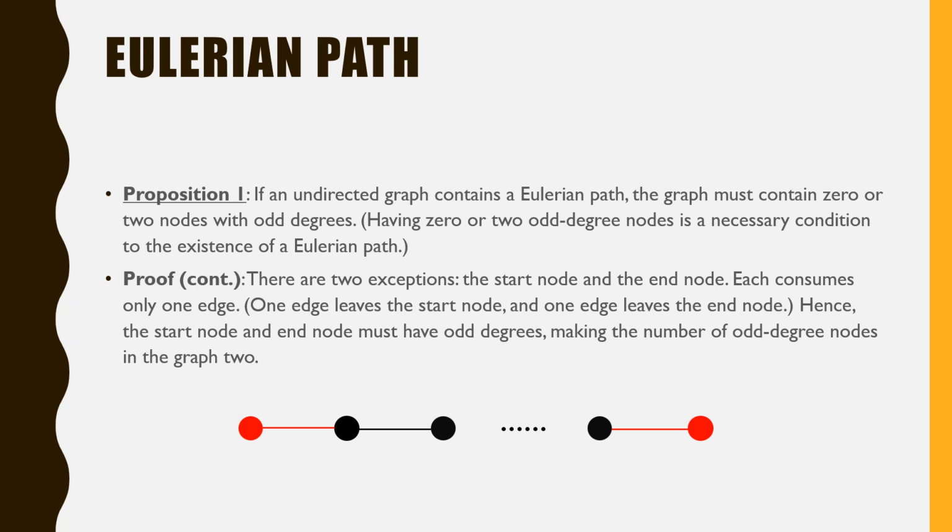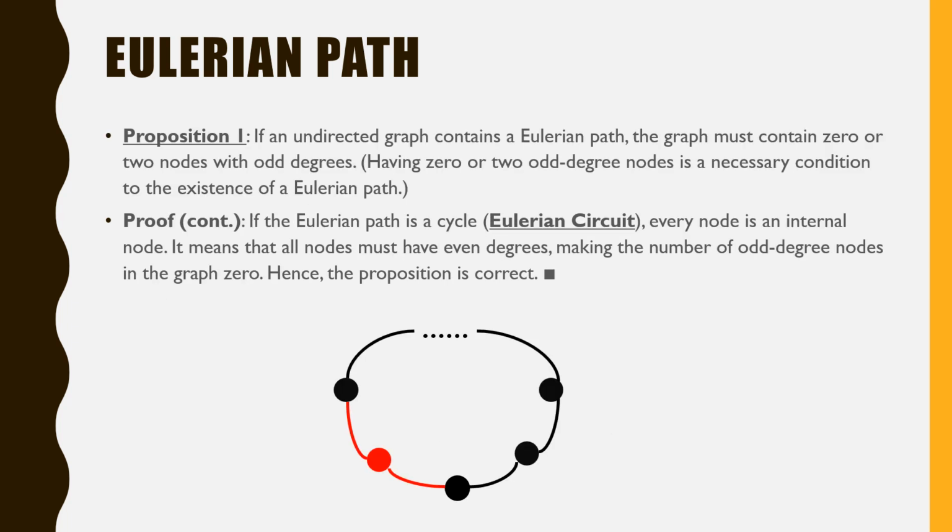Therefore, both the start and end nodes must have odd degrees, while all other nodes must have even degrees. This leads to the conclusion that a graph with a Eulerian path must have exactly two nodes of odd degree. On the other hand, consider the case where the Eulerian path forms a cycle, where the start and end nodes are the same.